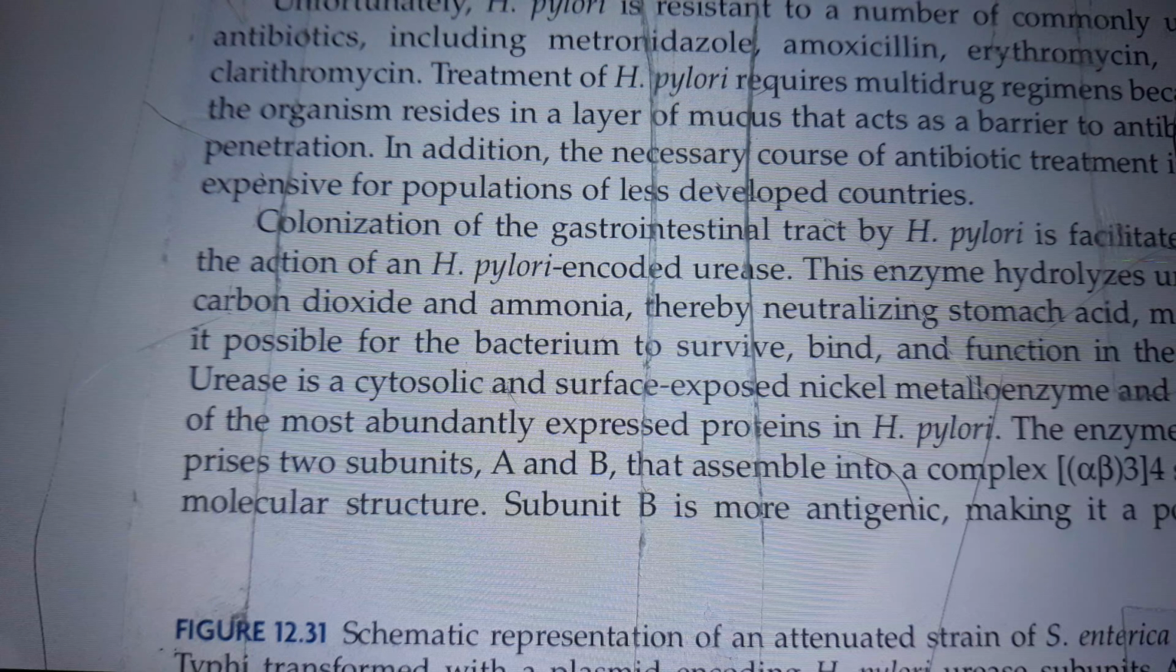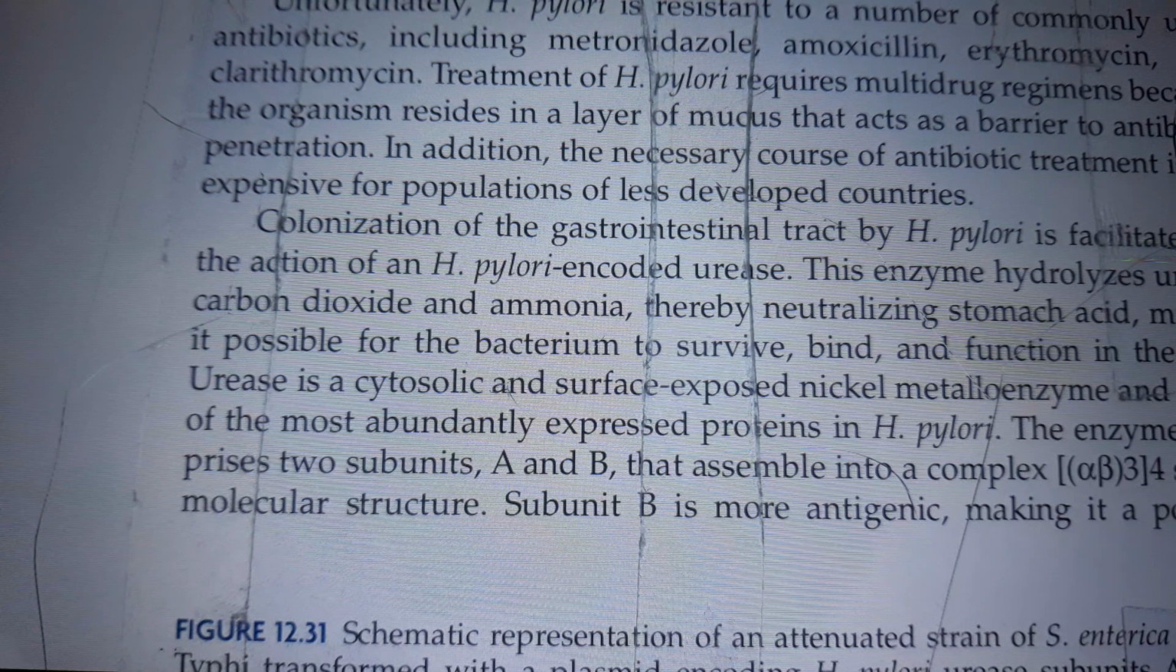Colonization of the gastrointestinal tract by H. pylori is facilitated by the action of an H. pylori-encoded urease. This enzyme hydrolyzes urea to carbon dioxide and ammonia, thereby neutralizing stomach acid, making it possible for the bacterium to survive, bind, and function in the host.